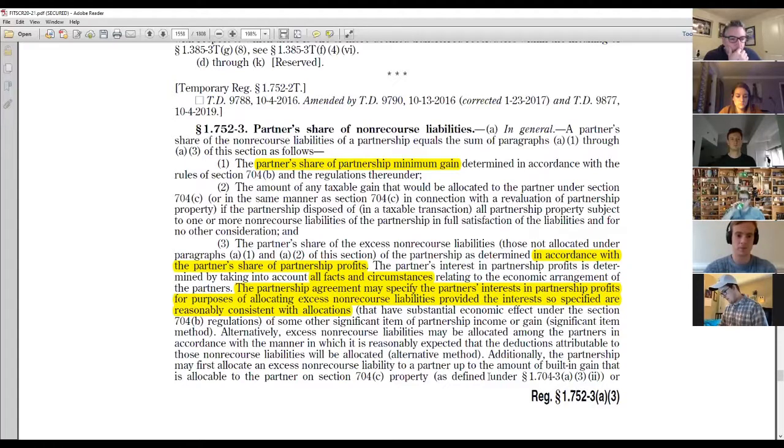So that's where we are. You see very short rules. It's just a lot of jargon. So any questions on that before we get to the problems? All right, so let's go to the problems.